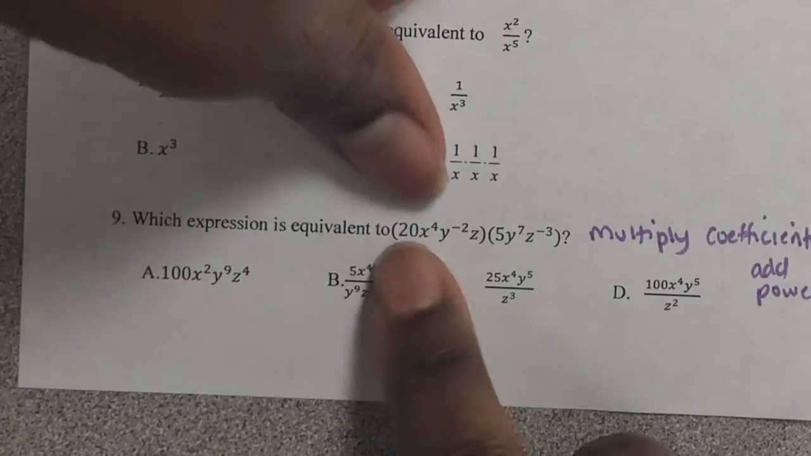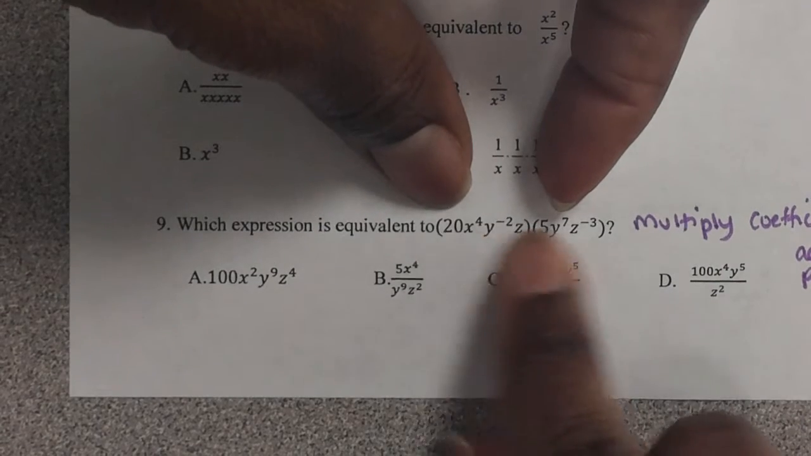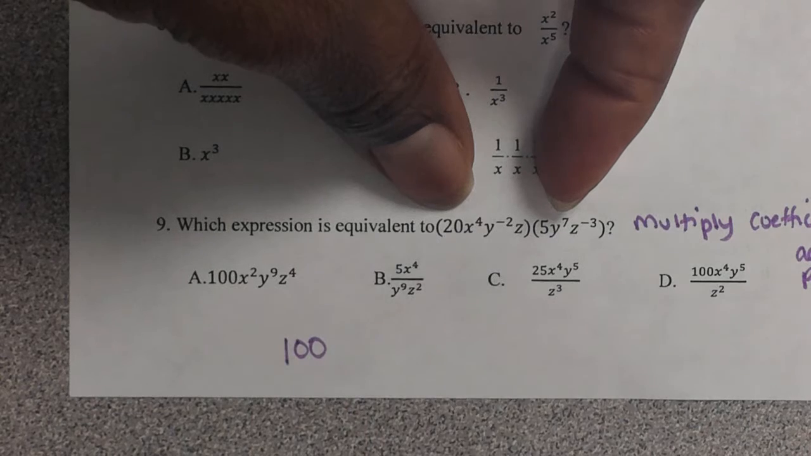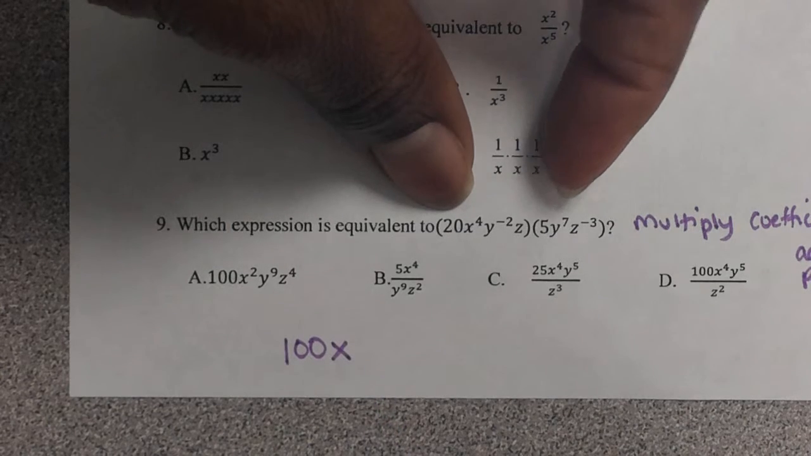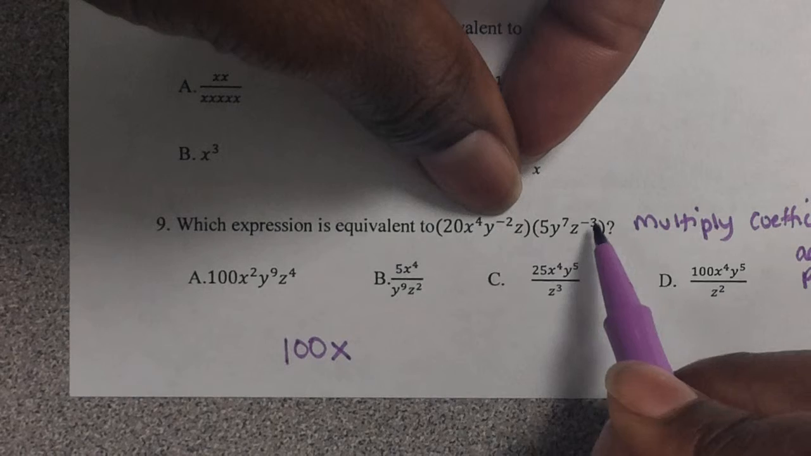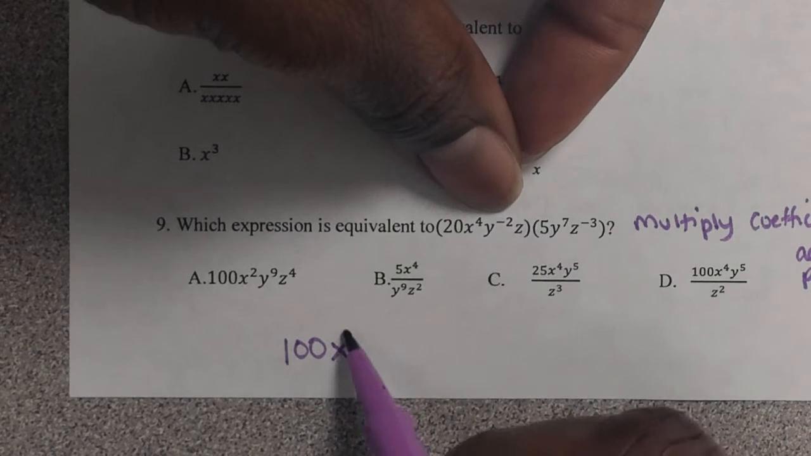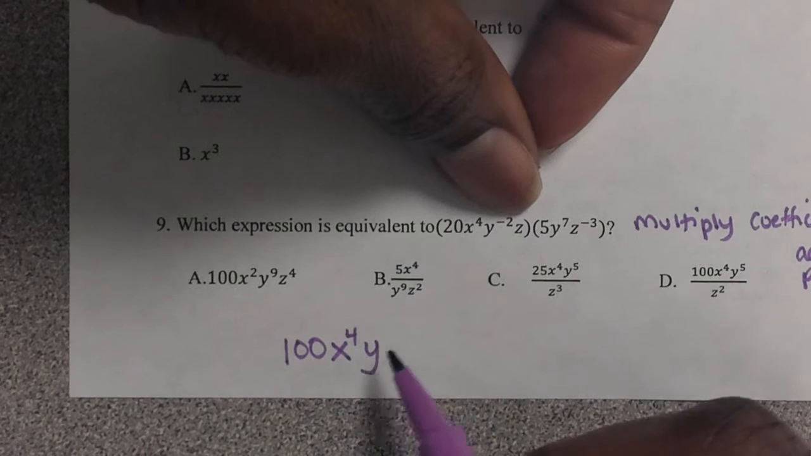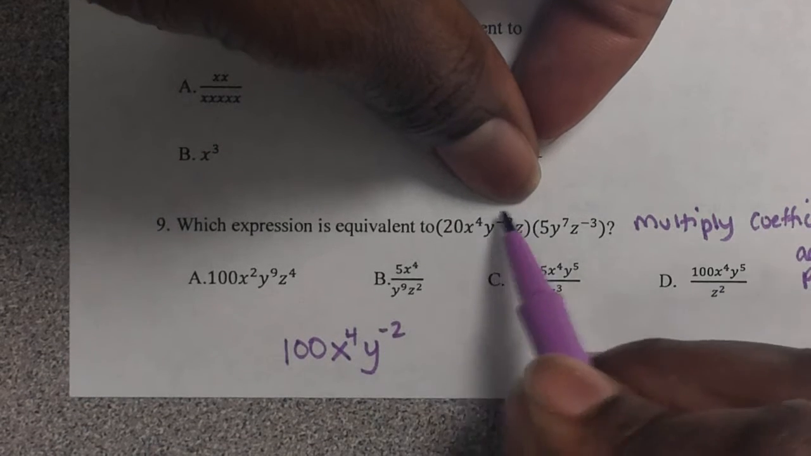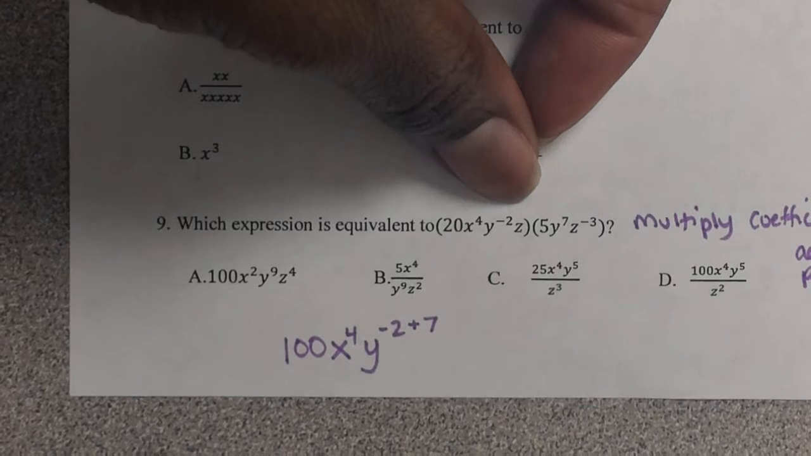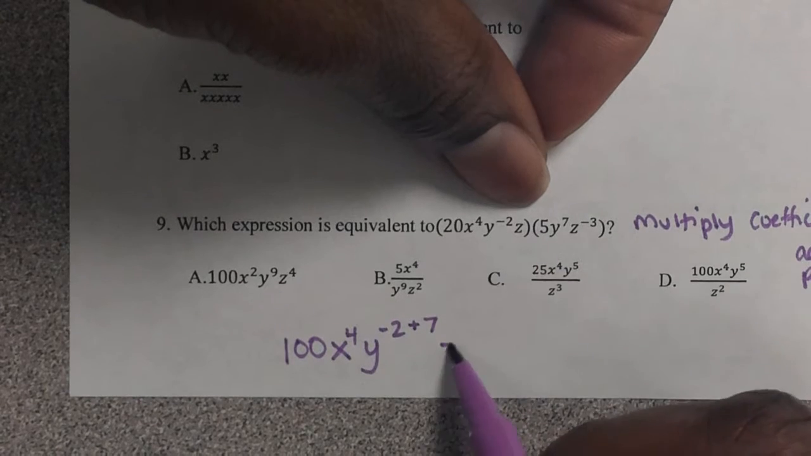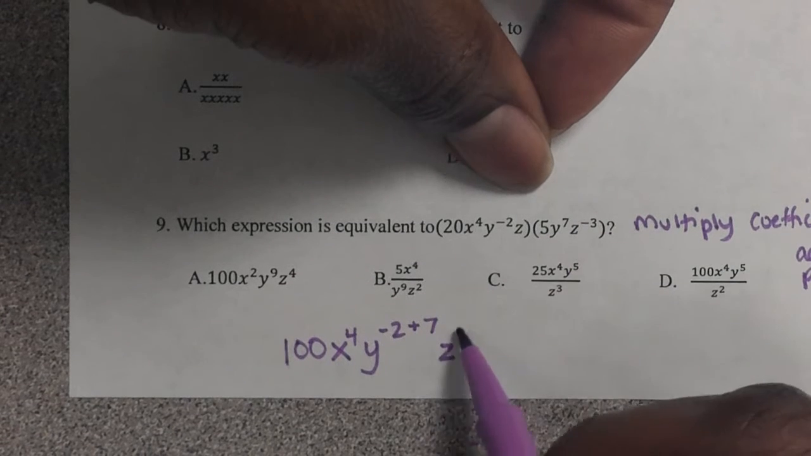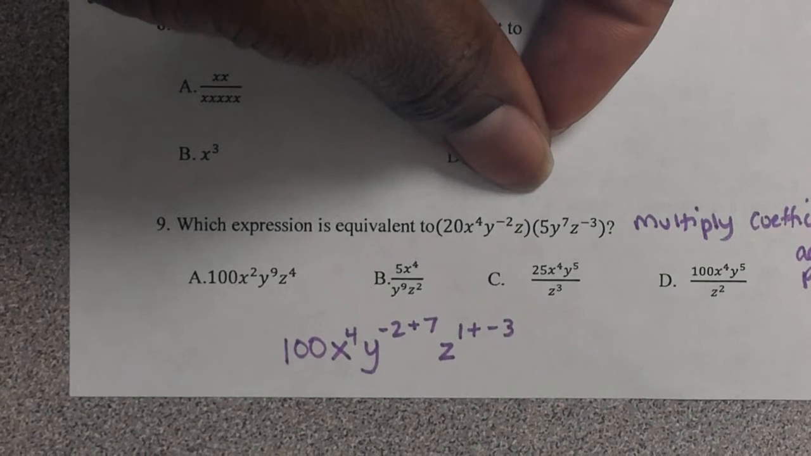So the coefficients would be 20 and 5. 20 times 5, that gives us 100. So we know so far we have a 100. For my x's, I'm going to add, there's only one thing that has an x, so that stays like that. For my y's, I'm going to add -2 plus 7. Then for my z's, I'm going to add 1 plus -3.